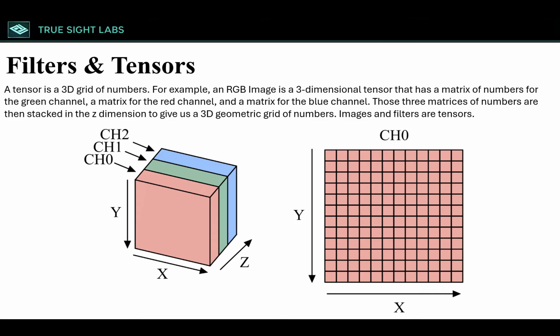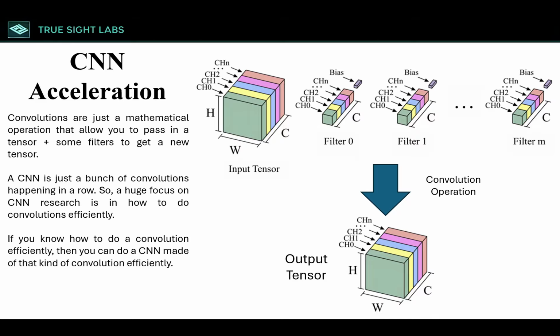The key idea is this. In convolutional neural networks, both images and filters are tensors, and the convolution is the operation that transforms one tensor into another. A convolution is a mathematical operation that takes in an input tensor, like an image, and a set of small tensors, called filters. Using those filters, it produces a new output tensor, which you can think of as a new image representation. And a convolutional neural network is just many convolutions chained together. The output of one convolution becomes the input to the next convolution, over and over, building up more and more useful features as you go.